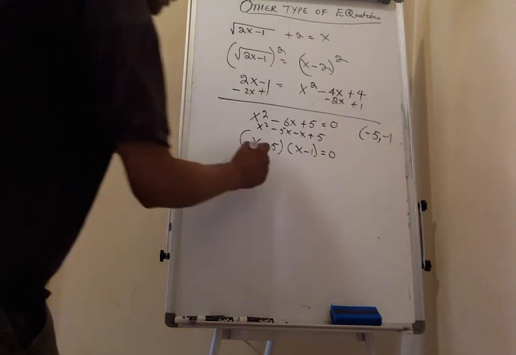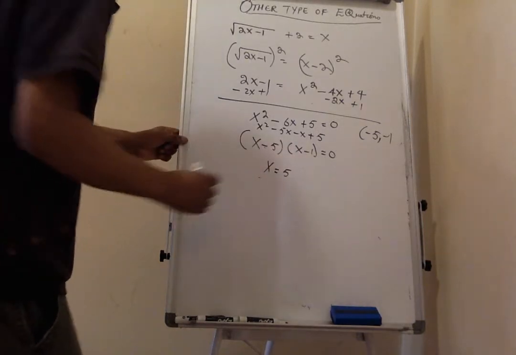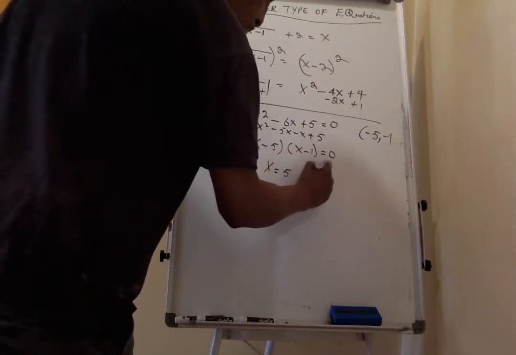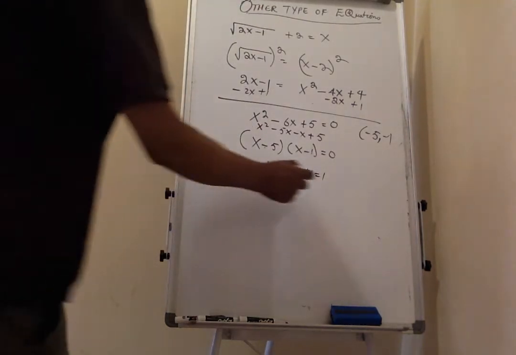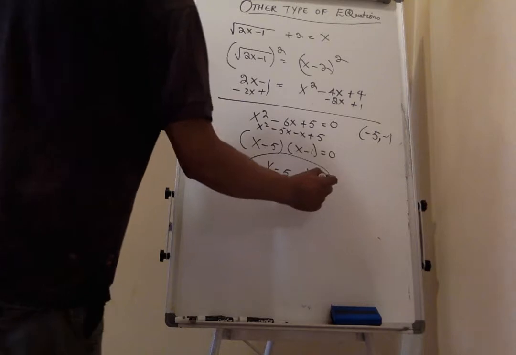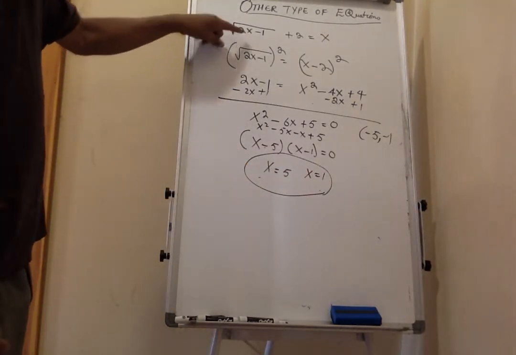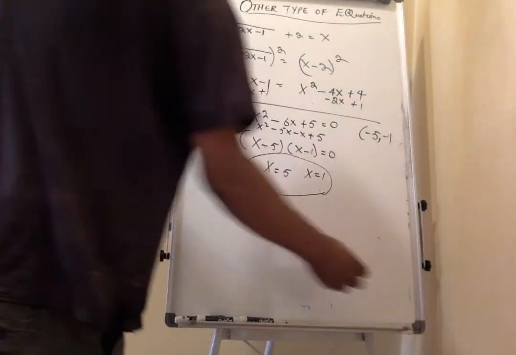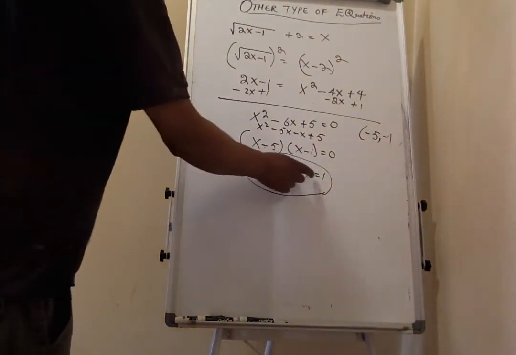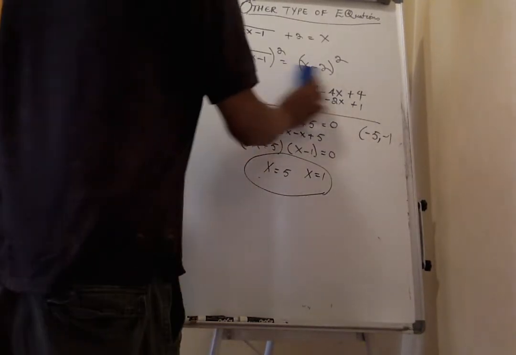So if you do that, if x minus 5 is equal to 0, x is equal to 5, or x is equal to 1. Now, I cannot submit this as my answer, because I have to test this, because I reshaped the equation from the radical to non-radical. So I have to make sure that these two values of x match with my original equation.